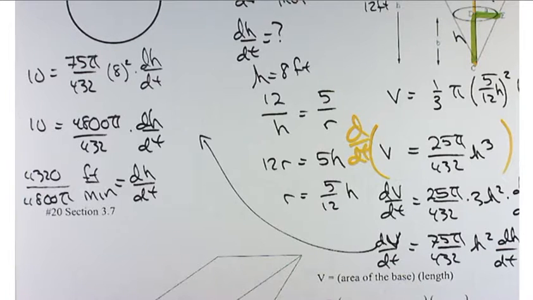Good. Why is there no cube or squared? The depth just has one dimension, right? It's just the length. So, cool.